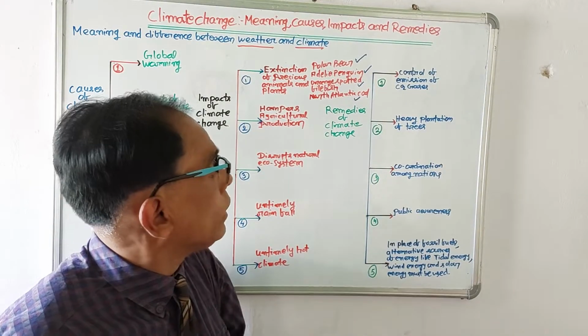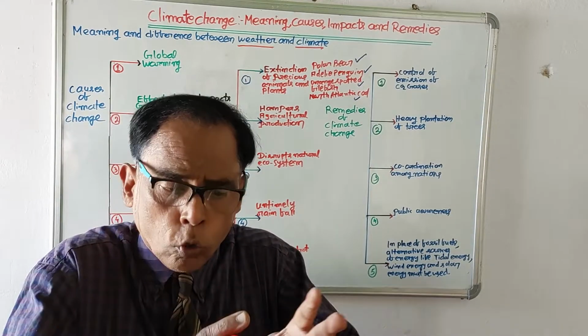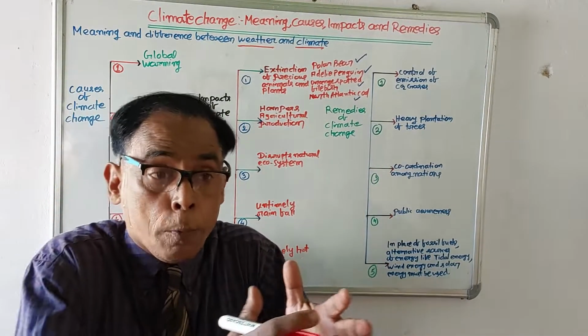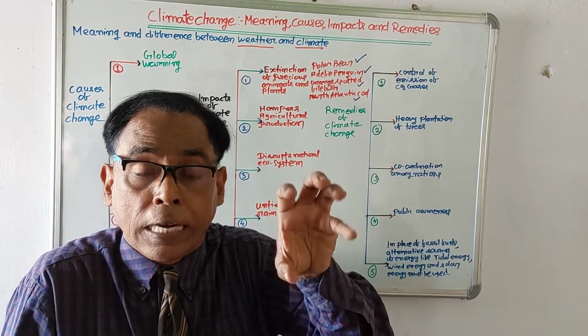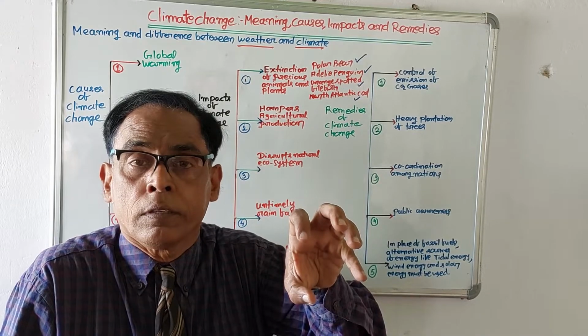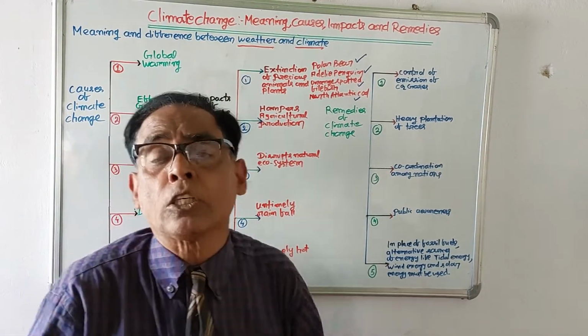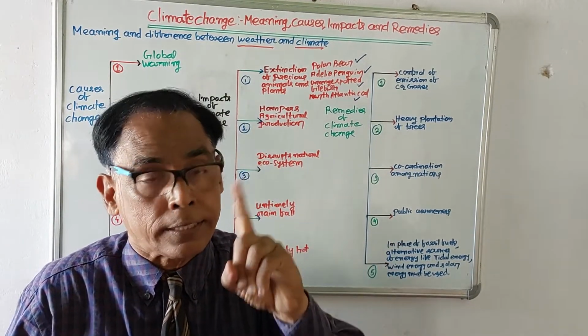Number three, coordination among nations. If all the nations coordinate with one another, if there is coordination of all nations for the steps to control climate change, then all the nations will take steps to control emission of CO2 gases and climate change can be controlled to a large extent.